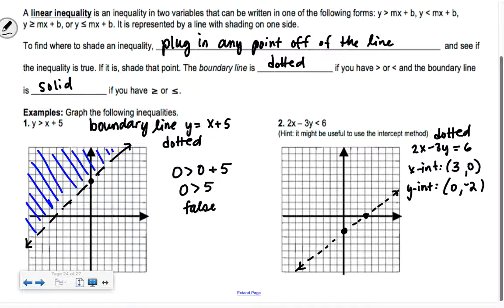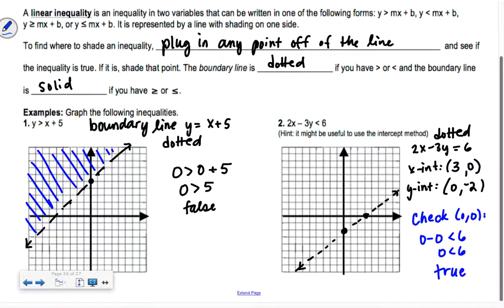If you don't solve it for y, you have to plug in a point. See how 0, 0 is still off the line? So 0, 0 is right here. That's a good point to pick. When I pick 0, 0, I get 0 minus 0 is less than 6, so 0 is less than 6. I'm plugging back into this original. So 0 is less than 6 is true.